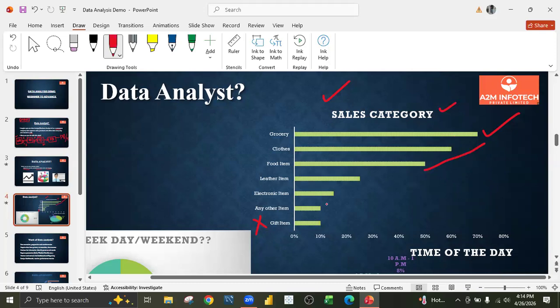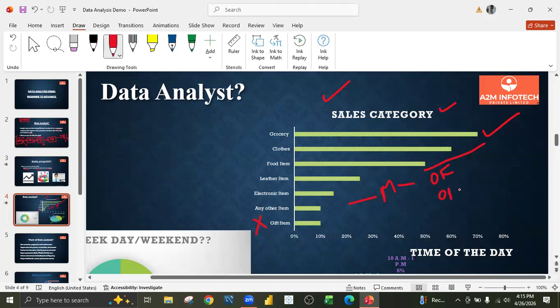Next, you can see this gift item has a very low number of sales. So I'll share this information with my client. Once I share this information, he will start doing the marketing. In every company, first of all, what type of marketing will he do? He will do offline marketing, and next he can do online marketing.